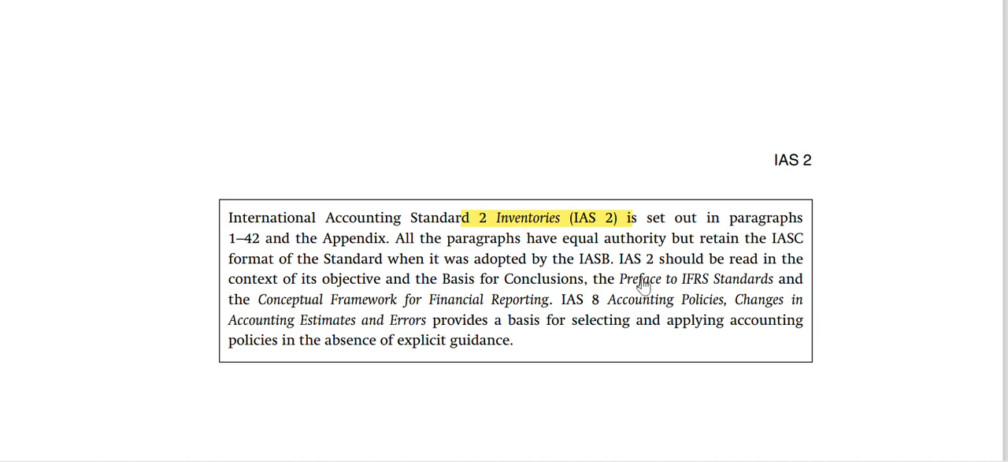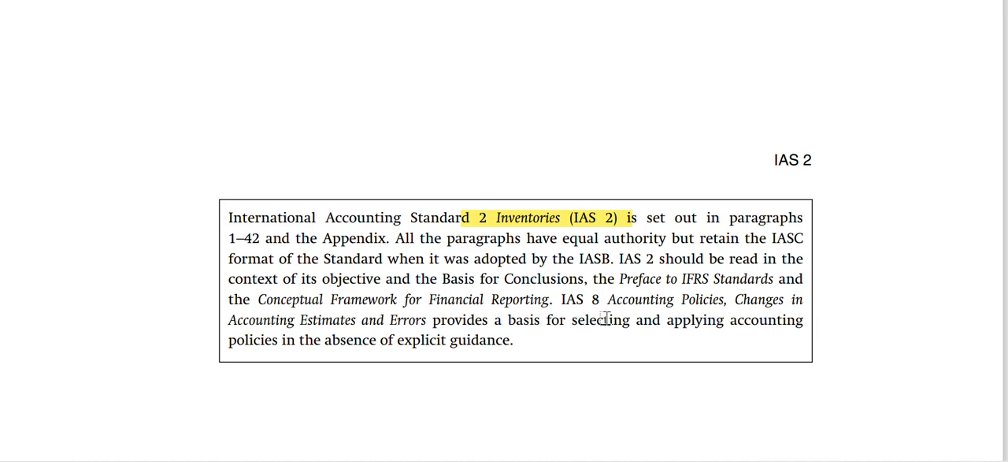All the paragraphs have equal authority. They retain the IASC format of the standard when it is adopted by the International Accounting Standards Board. International Accounting Standard 2 should be read in the context of its objectives, the basis for conclusions, the preface to the IFRS standards, and the Conceptual Framework for Financial Reporting.